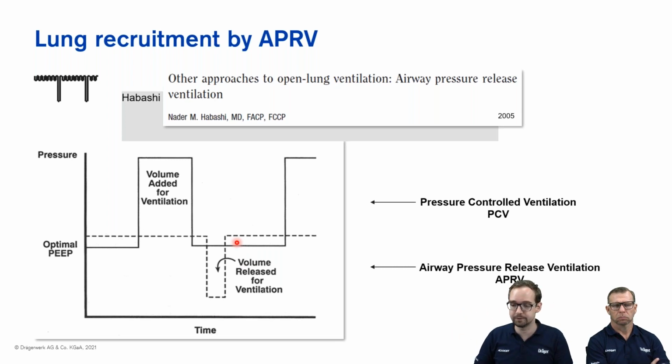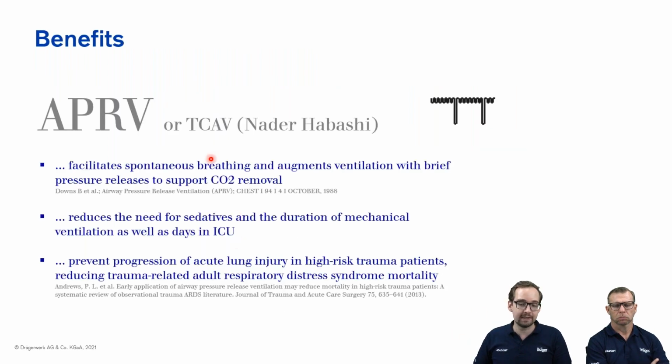only have a very short release of CO2 while maintaining maximum recruitment. And we can see in different literature that APRV does facilitate spontaneous breathing, which is then augmented with these short releases that I mentioned. It can reduce the need for sedatives, and it can also reduce the duration of mechanical ventilation, as well as days in the ICU. And it's really something that can even prevent the progression of lung injury in high-risk patients.